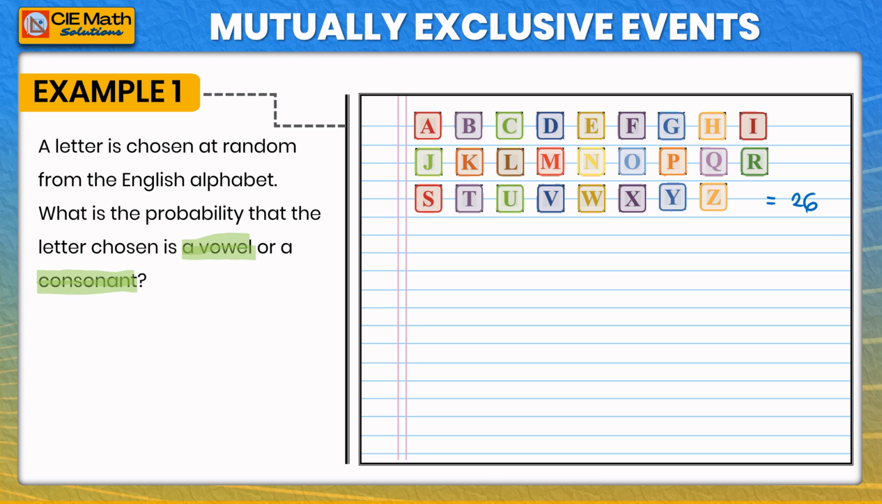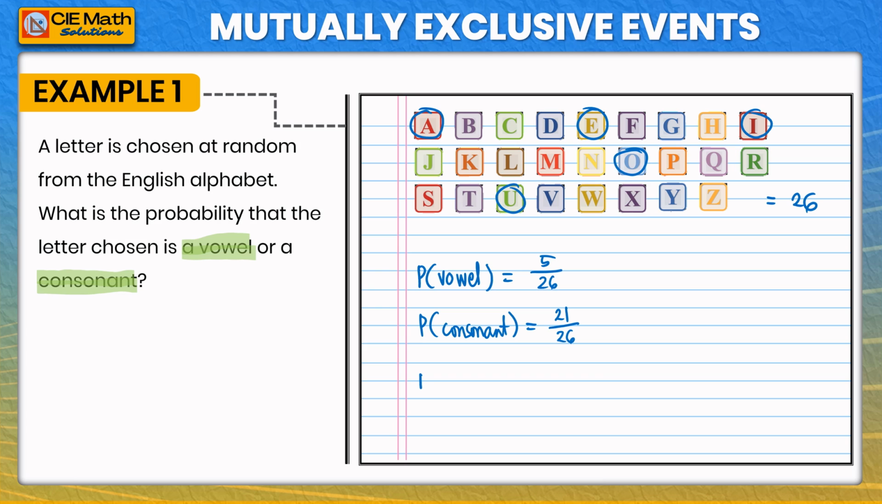Now looking at the list of the letters, the vowels are definitely A, E, I, O, and U. There are 5 of them. That suggests that the probability of getting a vowel will be equal to 5 out of 26. The other letters aside from the vowels are consonants. So the probability of getting a consonant will be equal to 21 over 26.